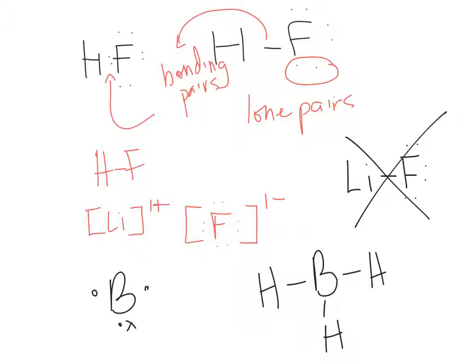I thought it had 5. Nope. Wrong column. Nitrogen and below are your 5. Boron is in column 13. Okay, so metalloids will tend to share.